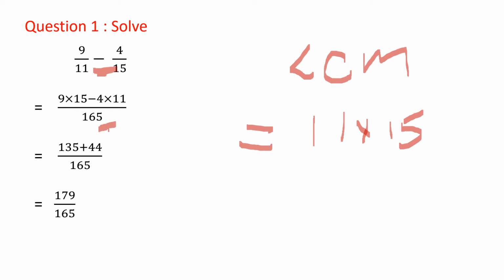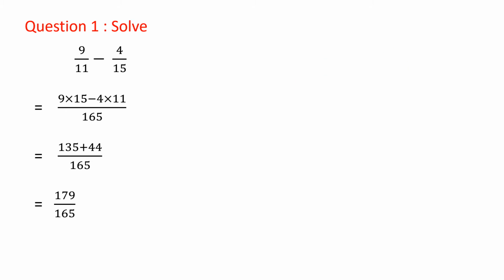Now after getting 165, 11 into how much is 165? 11 into 15 is 165. 15 into how much is 165? 15 into 11 is 165. So you write both the numbers, then the numerators as it is, you write below, 9, 4, right? So now after that you multiply normally. 9 into 15 is 135. 4 into 11, 44. 135 plus 44, 179 by 165. So you have your answer, 179 by 165 is your answer.